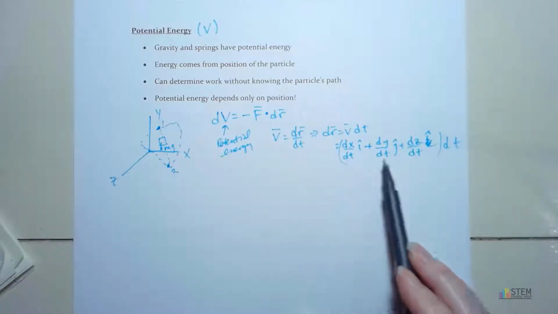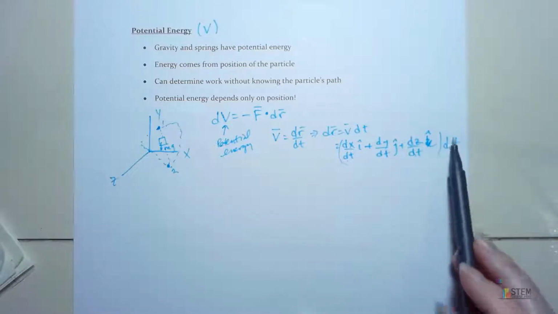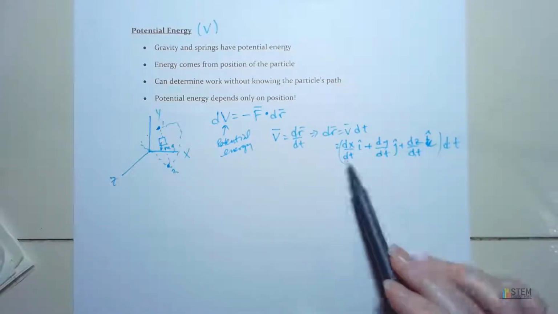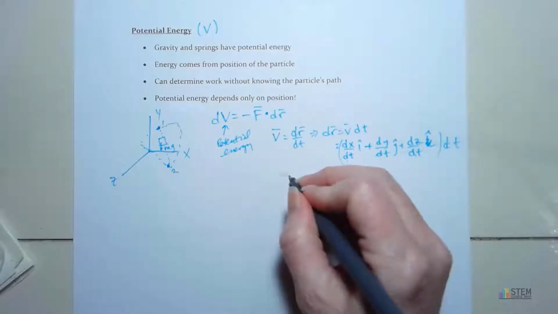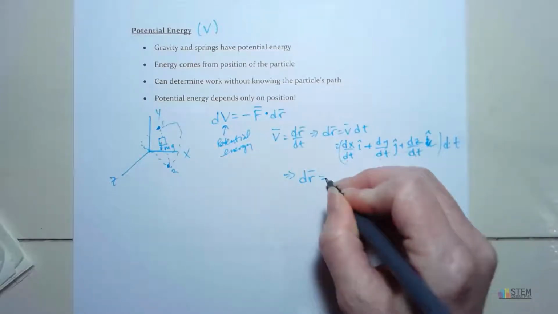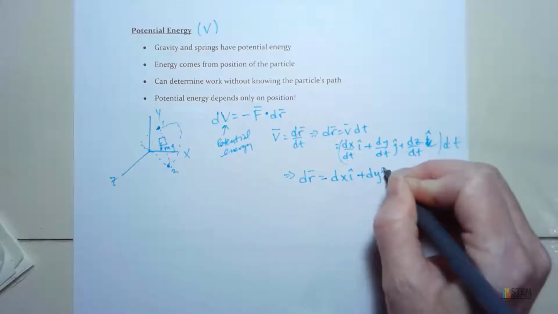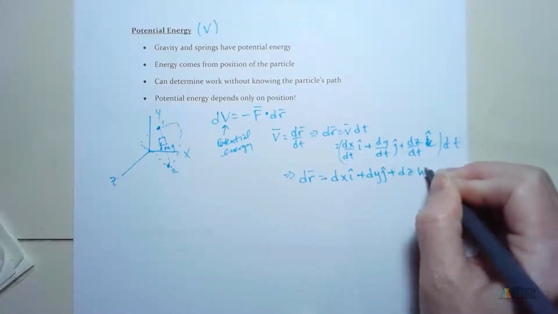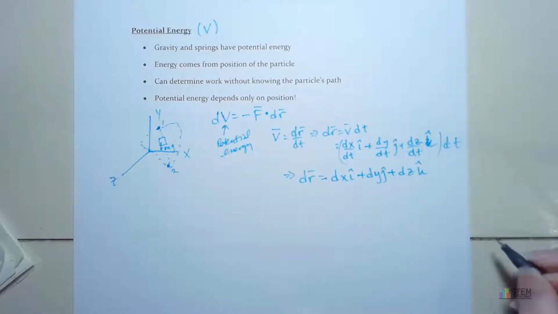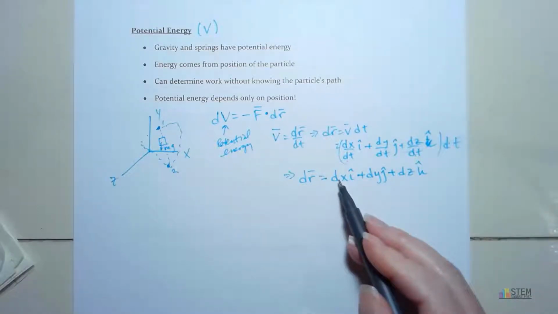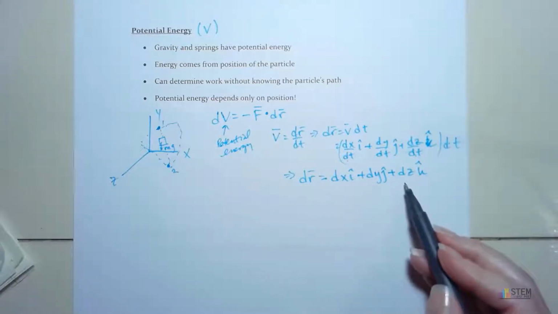Now if you look, all three of these terms have dt in the denominator. We're multiplying by dt, so all of those are going to go away. So this means that dr is dx i plus dy j plus dz k. Notice these are basically the change in x, change in y, and change in z.